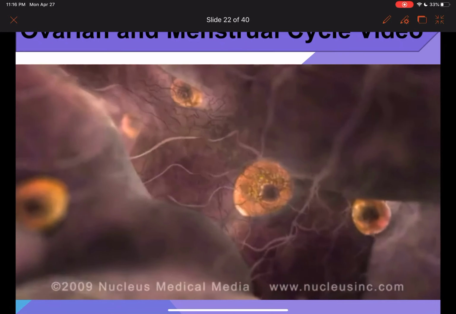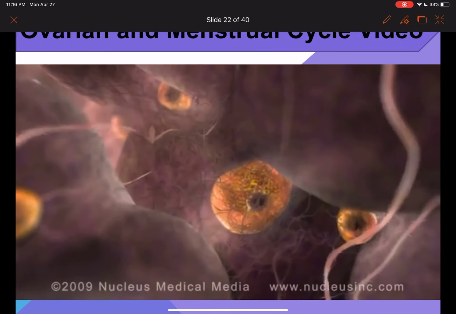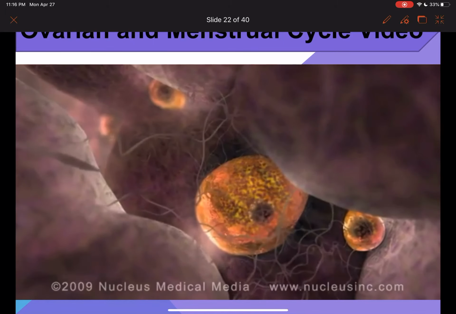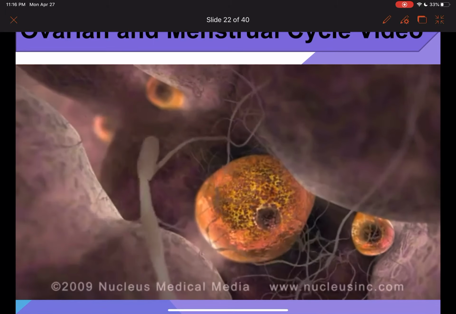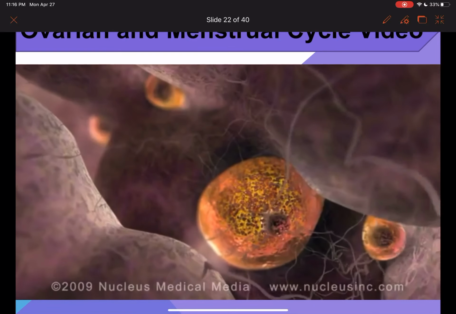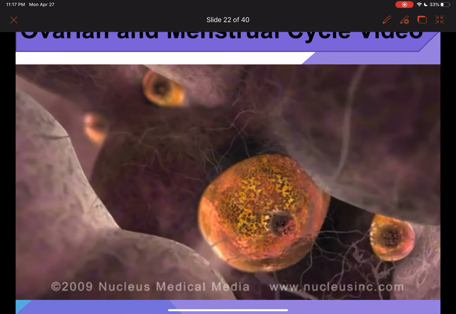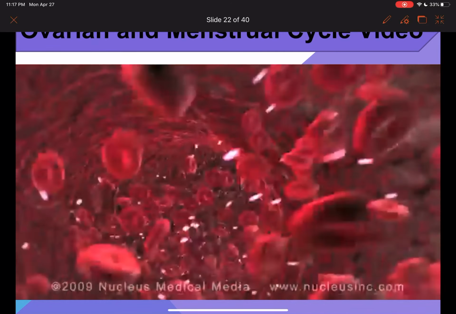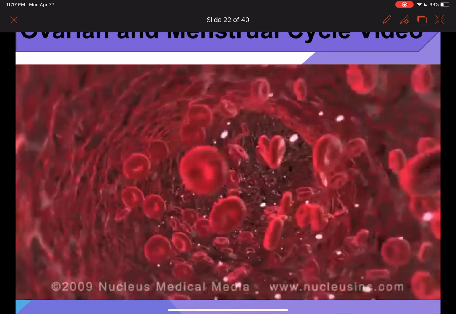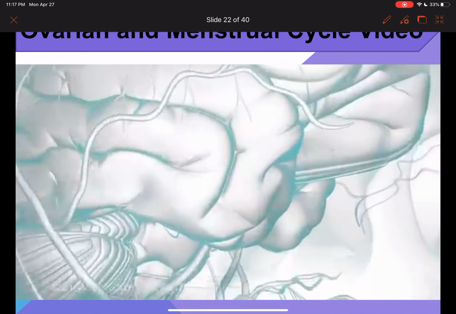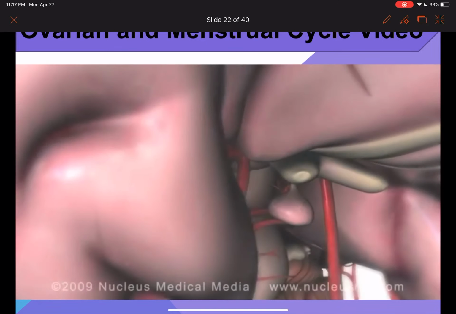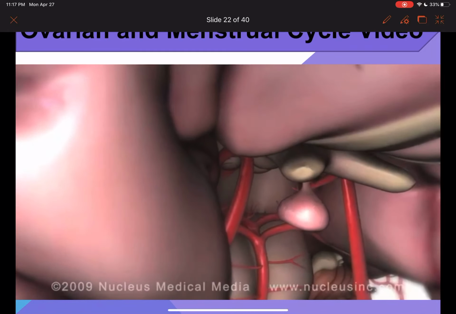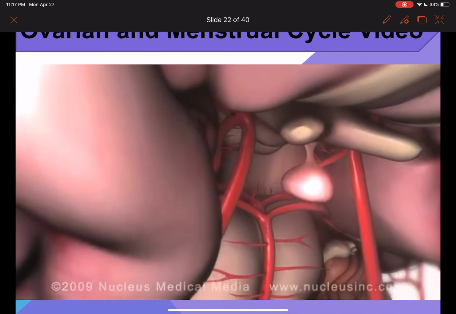These maturing follicles secrete estrogen hormone into the bloodstream to prepare the lining of the uterus for pregnancy. Around day 7, all of the follicles stop growing and begin to degenerate, except for one. This dominant follicle continues to grow and nourishes the developing egg inside it. Around day 12, the follicle secretes a large amount of estrogen into the bloodstream. When the estrogen reaches the hypothalamus and the pituitary gland in the brain, the anterior or front part of the pituitary gland releases a huge surge of luteinizing hormone into the bloodstream.